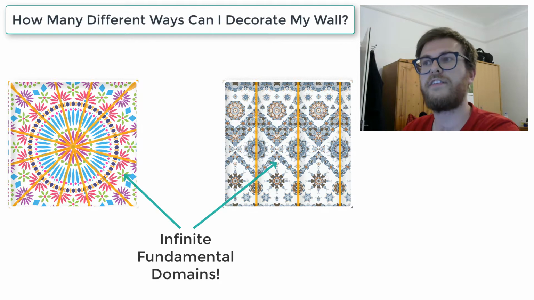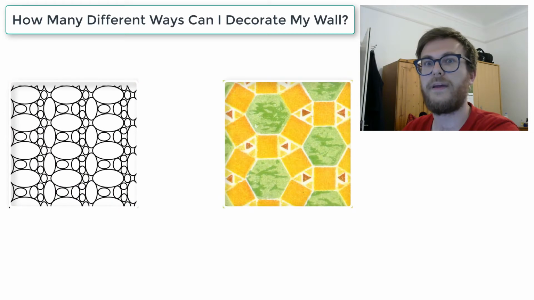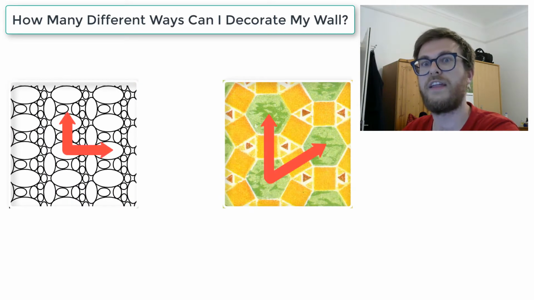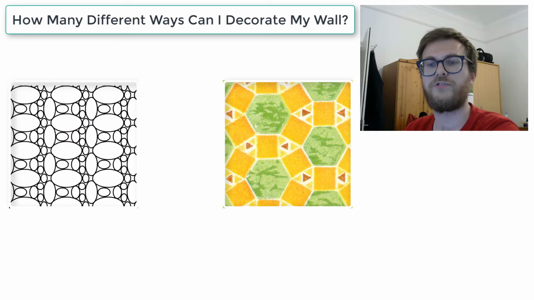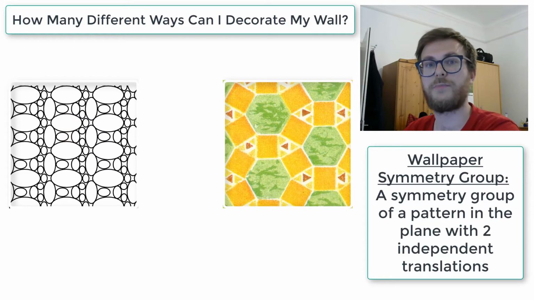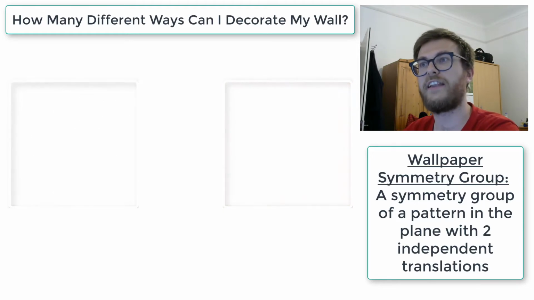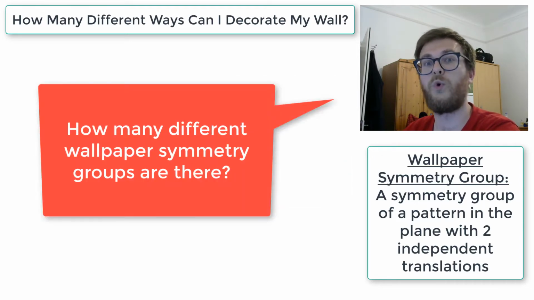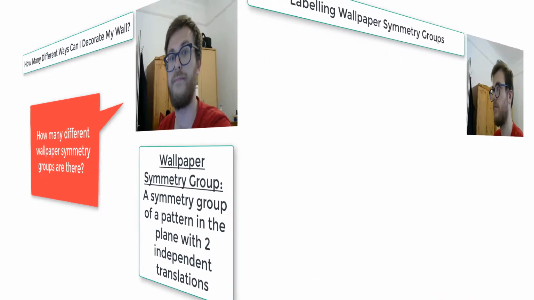It turns out the existence of a finite fundamental domain is precisely equivalent to there being two independent translations, i.e. two different translations which are not just multiples of one another. We call such symmetry groups wallpaper symmetry groups, since they're particularly good for designing wallpaper. Okay, so our question in total then is, how many different wallpaper symmetry groups are there? That's the question we'll answer in this video.